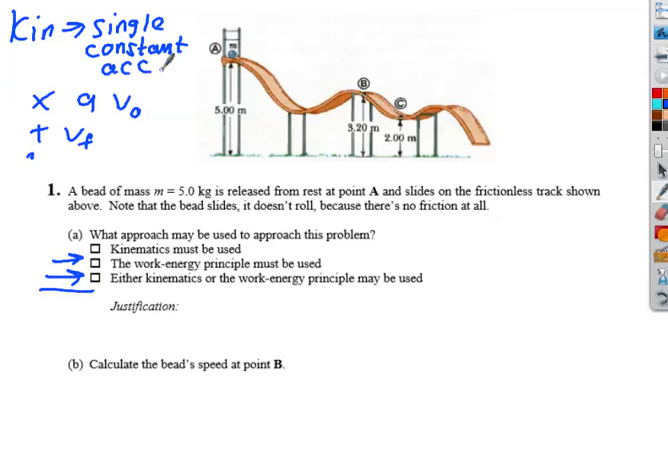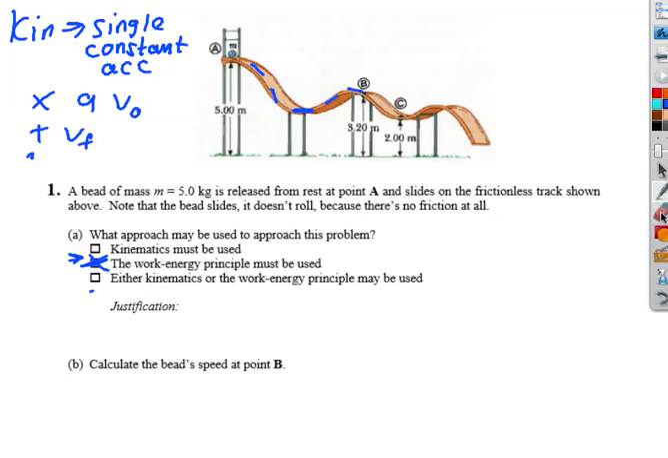And how do I know I have multiple accelerations? The slope of the ramp is constantly changing, so my acceleration is constantly changing. So the answer is I'm going to use the work energy theorem in this one. The work energy principle would be best. That leads us to my next question. Calculate the bead's speed at point B. I want to know how fast it's going.